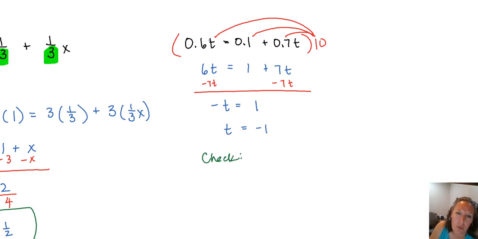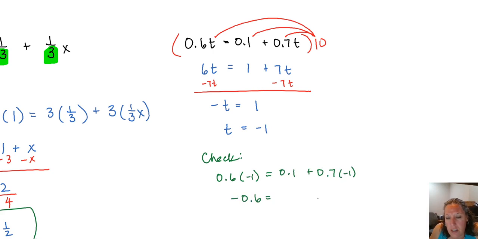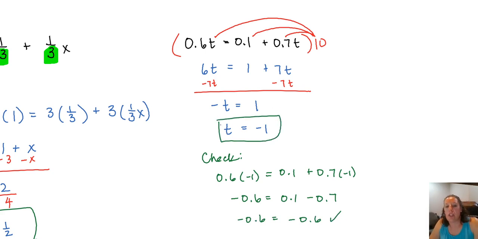So if we check this one again, we want to plug into the original. So we get 0.6 times -1 equals 0.1 plus 0.7 times -1. On the left-hand side, 0.6 times -1 is -0.6. On the right-hand side, we get 0.1, and then 0.7 times -1 is -0.7. When we add on the right-hand side, we do get a -0.6. So that works, and our solution is t equals -1.